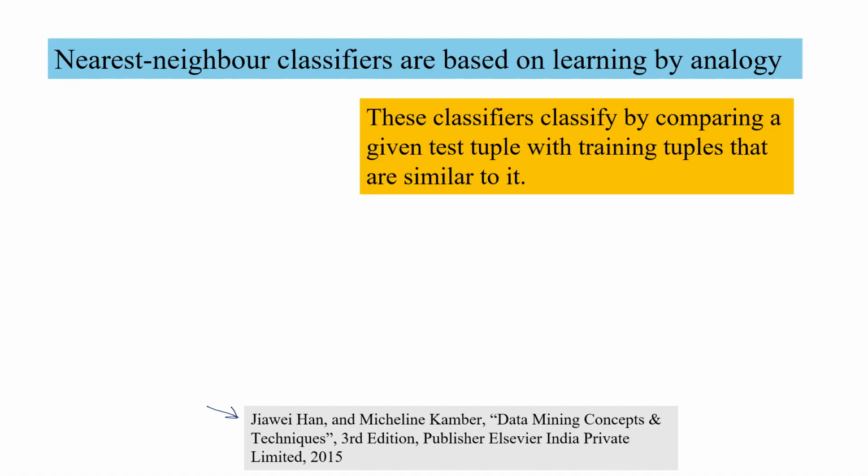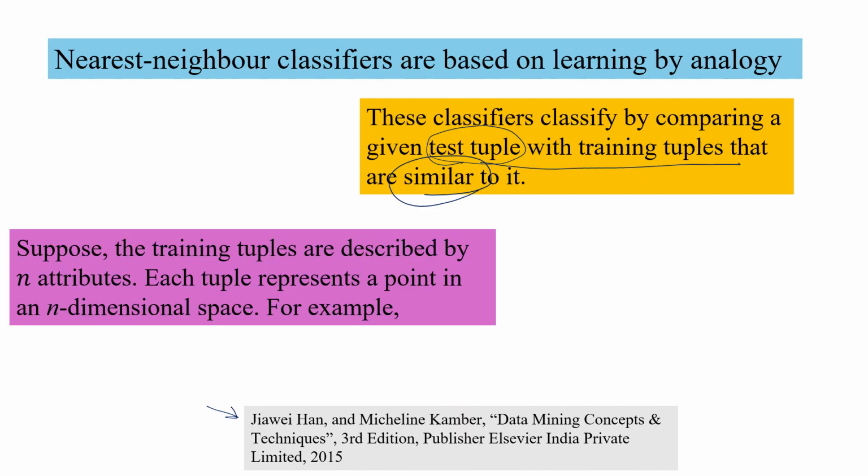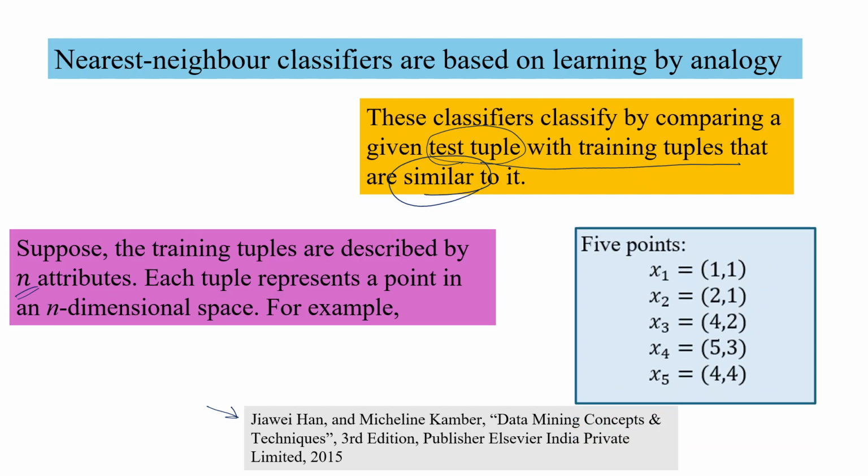So these classifiers classify by comparing a given test tuple with training tuples that are similar to it. Okay. So they will do the classification by comparing the unknown test tuple with similar tuples. Let us suppose the training tuples are described by n attributes. That means they have n features or n dimensions. For example, this is a small data set of 5 points, and we can see that each tuple is defined by two values. So our n equals 2.